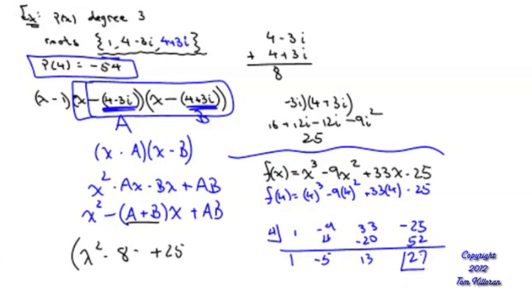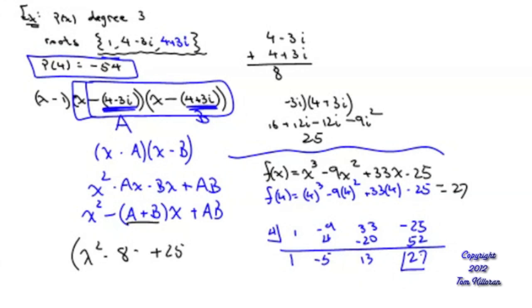Boy, synthetic division is better than the calculator. That's scary, but it is very precise. So this is telling me that f of 4 is equal to 27, but p of 4 is equal to negative 54. So what do you have to multiply 27 by to get to negative 54?